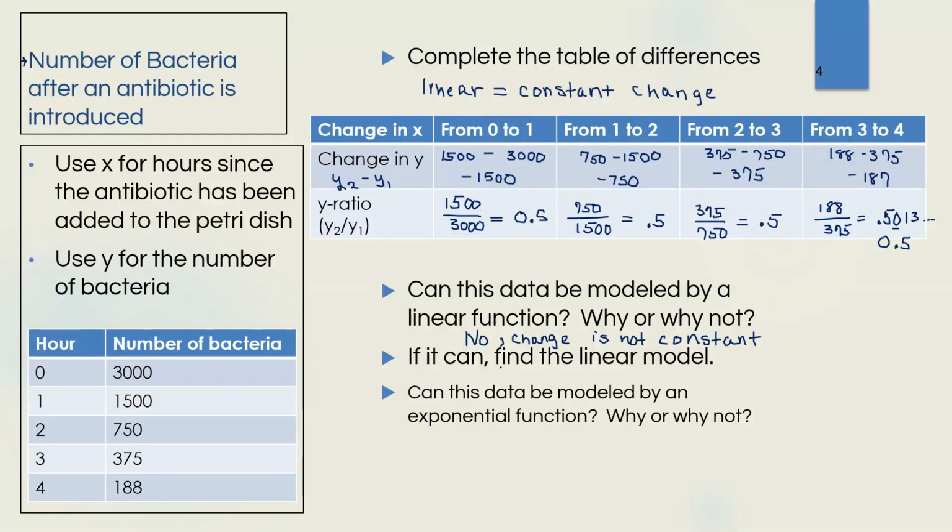So, looking at the questions here. Question 1 we answered, the change is not constant, so it's not linear. Since it's not linear, we cannot do bullet point 2, we cannot find a linear model. Question 3, could this be an exponential function? The answer is yes. And the reason why is the y ratios are constant.